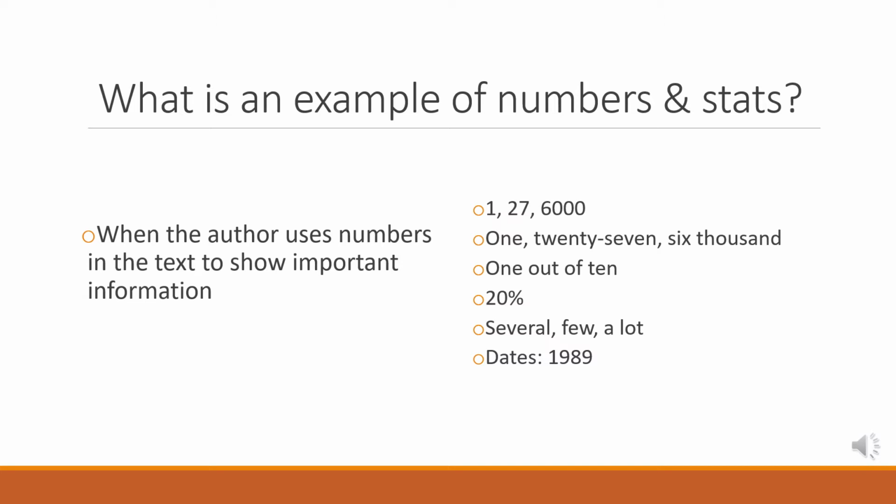Authors often use numbers when they are writing a nonfiction piece of text. Numbers are very important to help us understand what's going on. You can see numbers presented in many different ways. For example, you usually see numbers like 1, 27, 6,000, or the number might be written out with letters like O-N-E. Sometimes the author will include a percentage like 20%, or an amount word like several, few, a lot. You also want to make sure that if you see a date in the text, you focus on that number as well.